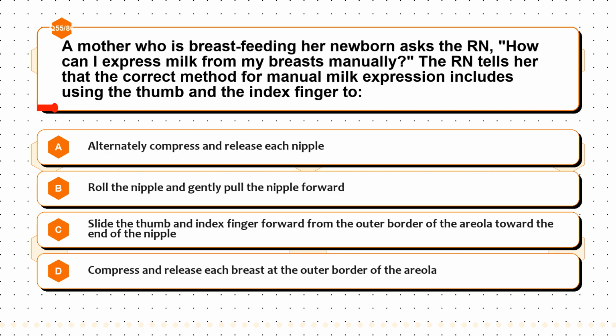Question 55. A mother who is breastfeeding her newborn asks the RN, "How can I express milk from my breasts manually?" The RN tells her that the correct method for manual milk expression includes using the thumb and the index finger. Here are the options. Option A, alternately compress and release each nipple. Option B, roll the nipple and gently pull the nipple forward. Option C, slide the thumb and index finger forward from the outer border of the areola toward the end of the nipple. Option D, compress and release each breast at the outer border of the areola.